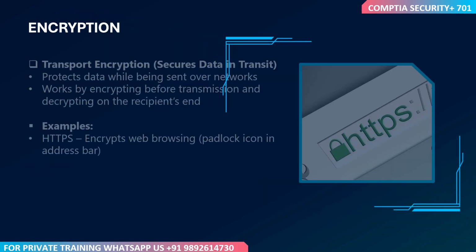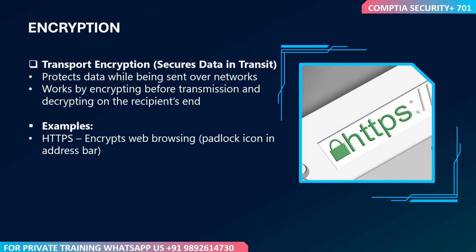Examples of transport encryption, that is HTTPS, Hypertext Transfer Protocol Secure. When you visit a secure website such as an online shopping site or your bank's website, you will often see a padlock icon in the address bar. This means the website is using HTTPS, which encrypts the data exchange between your browser and the website server. So when you enter your login credentials or credit card information, it's protected from eavesdroppers.